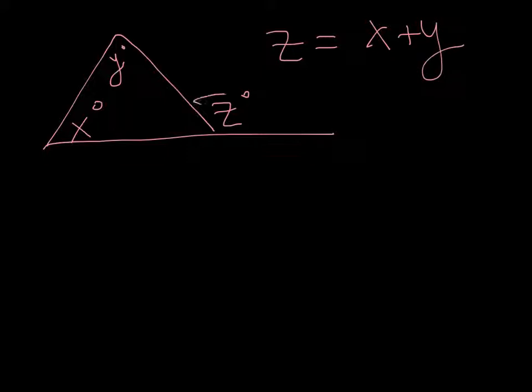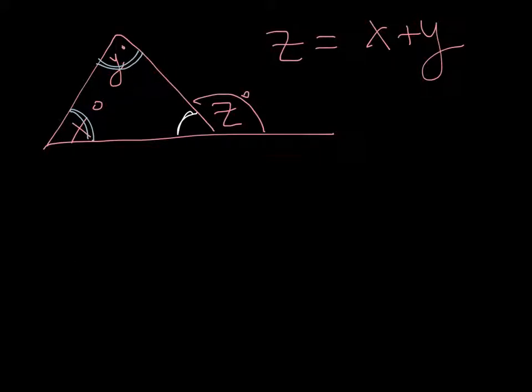The measure of this exterior angle is equal to the sum of the two non-adjacent angles, right? So this would be its adjacent angle, and z is equal to the sum of x and y, which are not adjacent to it.